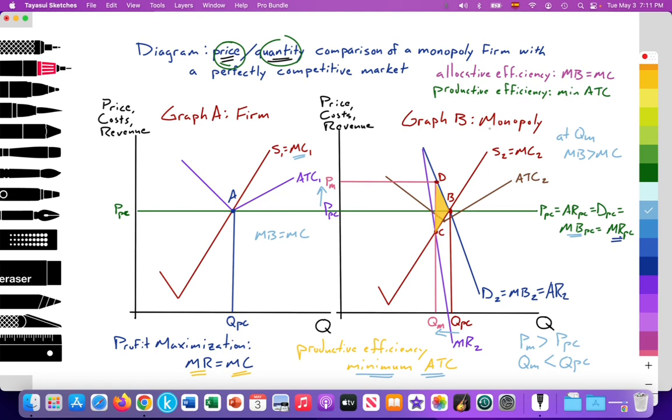Whereas for the monopolist, when it produces at QM, the average total cost is greater than minimum. So the monopolist is productively inefficient, which makes sense because it doesn't face competition. It's not really concerned with keeping costs at minimum. There's no incentive to do so since they don't face competition. All right, so that's it.